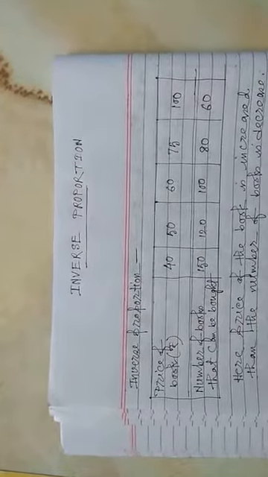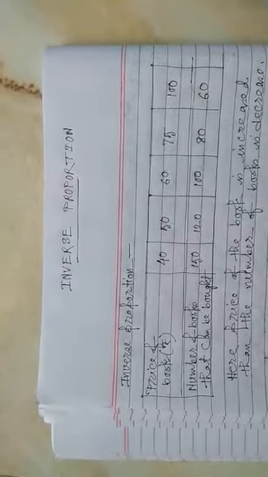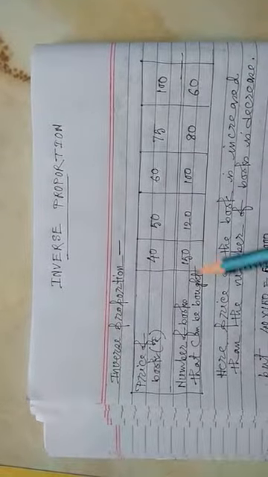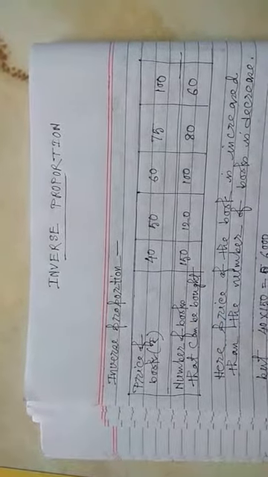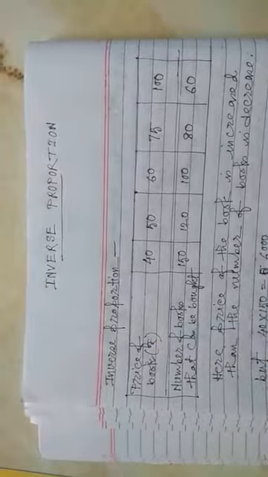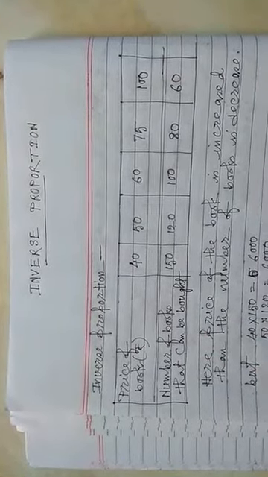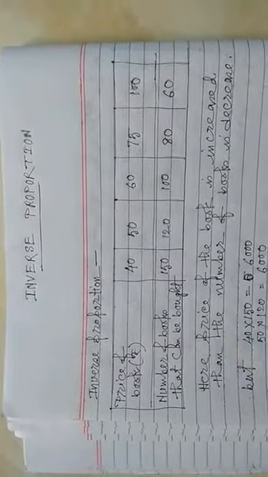Good morning, students. Today's topic is inverse proportion. What is inverse proportion? For example, this is a table where the price of the books in rupees and the number of books that can be bought are given, and the total amount of money is fixed.